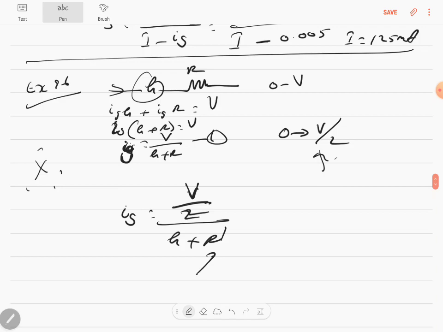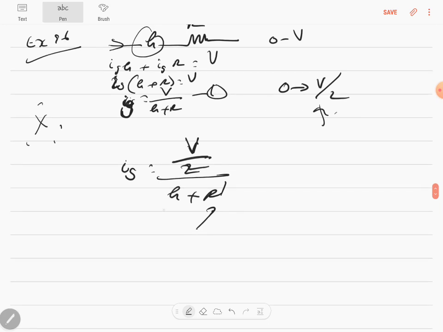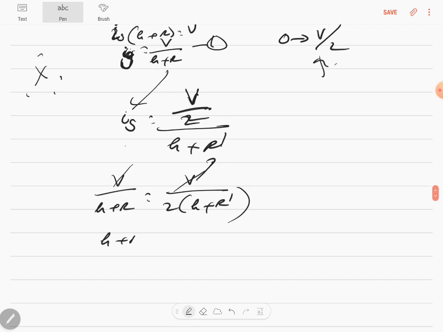Means you have to retain the same Ig, you have to retain the same everything, only V by 2. So then therefore Ig is, you can substitute that here, V by G plus R is equal to V by 2 into G plus R dash. V and V get cancelled. G plus R is equal to 2 times G plus R dash. So G plus R is equal to 2G plus 2R dash, correct?